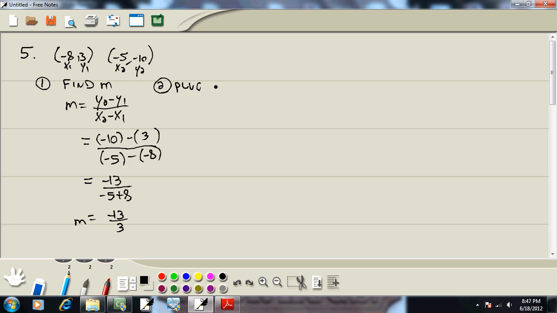Second step, plug in the given point for x, y and m from step 1 into y equals mx plus b and solve for b.